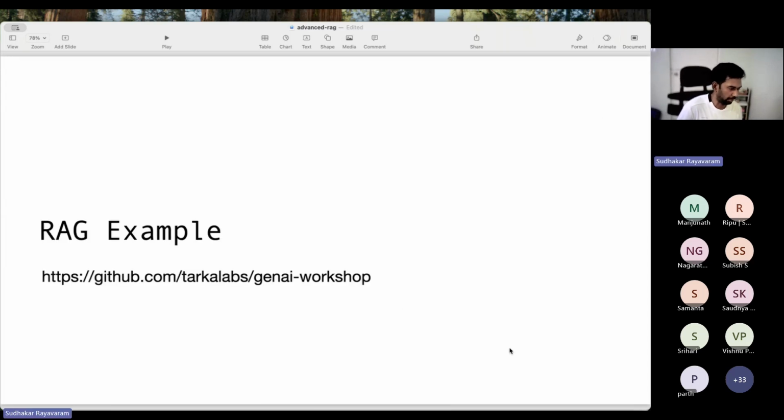Yeah, so this is what I was talking about, right? The GenAI workshop RAG example. This is one example that you can see. There is lots of code out there, but this is just one example that you can use.